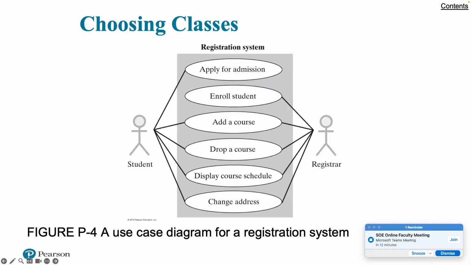Here's an example of a use case diagram. This is something that's used in UML as well as SysML. Here you have two classes, a student and a registrar. The student can apply for admission, enroll, add a course, drop a course, display their courses, and change their address. A registrar can do most of those things, but as would make sense, they're not applying for admission. You could argue other functions go beyond this, but you're trying to focus on the registration system.